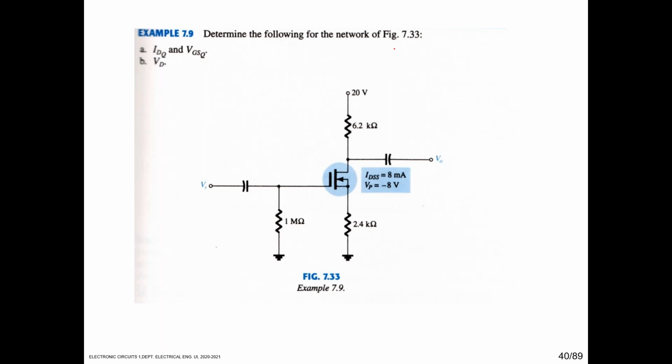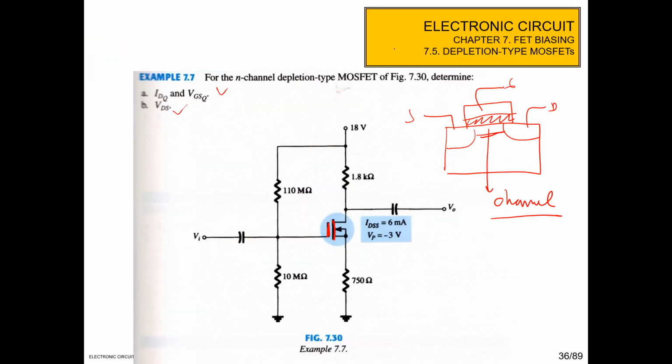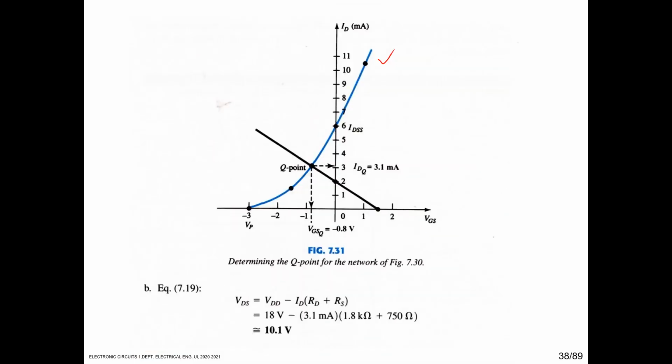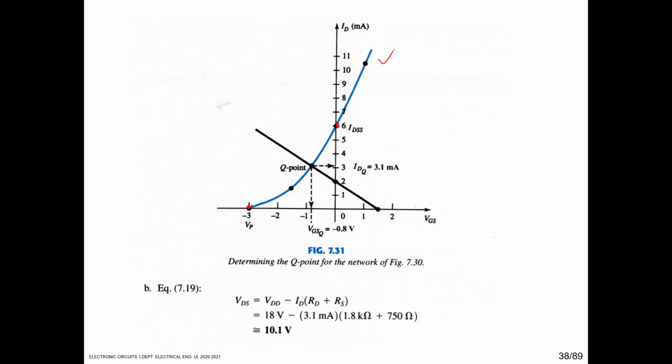Using the IDSS. Sorry, the IDSS is 6 milliampere and VP is -3. So we got 2 points: -3 for VP and IDSS 6 here. And then for another key point of the device characteristic, we can use IDSS per 4 at VP per 2. So IDSS per 4 is 1.5 here, so this point, and then this is minus 1.5. So we can draw a line between these 3 characteristic points.